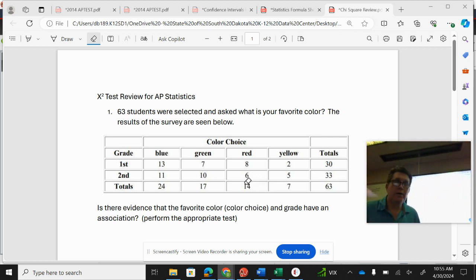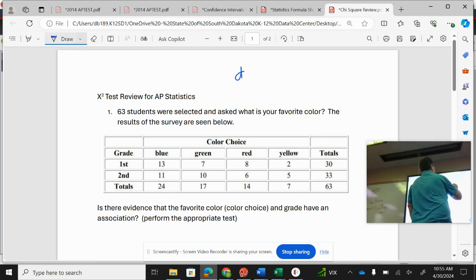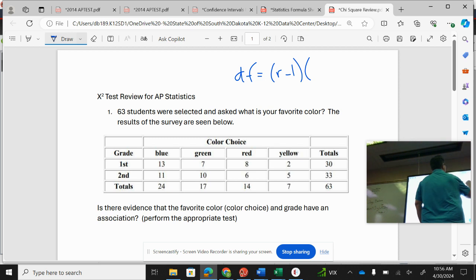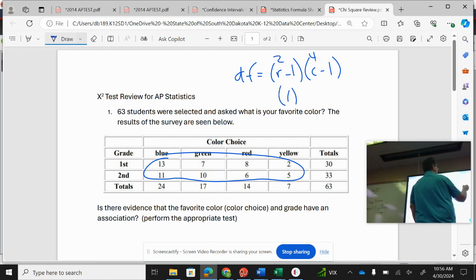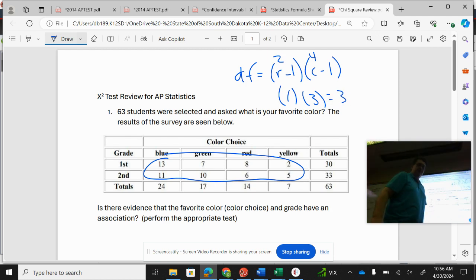Okay, chi-squared test. Couple things. Degrees of freedom equals rows minus 1 times columns minus 1. So we don't include the totals. If you're looking, this one is a 2 by 4. So that's going to end up being 1 times 3. There'll be 3 degrees of freedom.